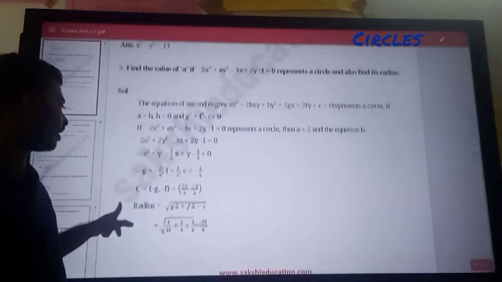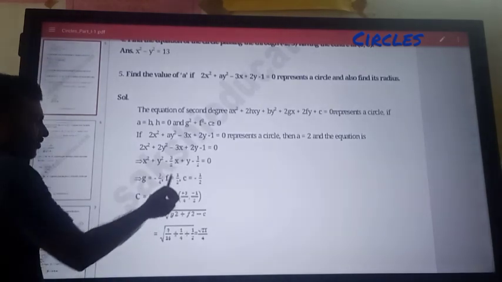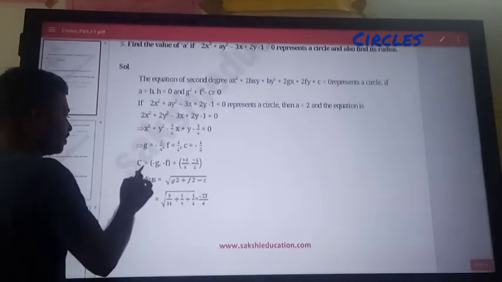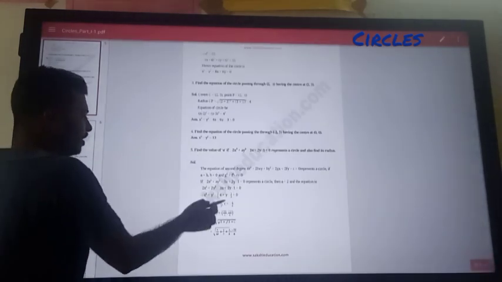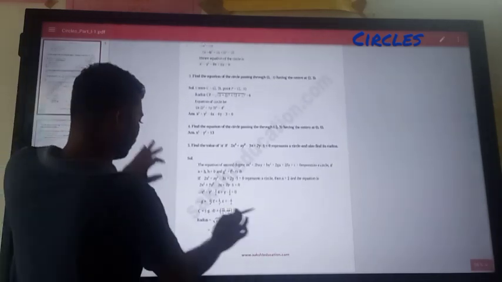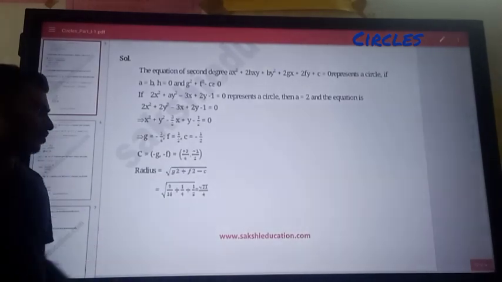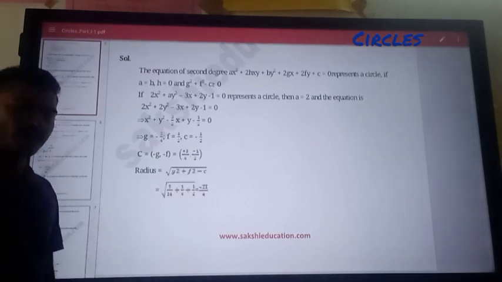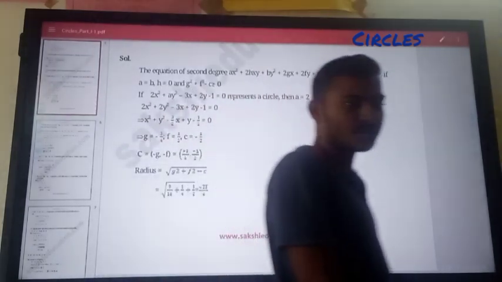Now here g equal to minus 3/4, f equal to 1/2, and the constant value is minus 1/2, so c equal to minus 1/2. The radius formula is under root of g² plus f² minus c. When you substitute all the values, we get under root 21/4. So that is the required answer. Okay.